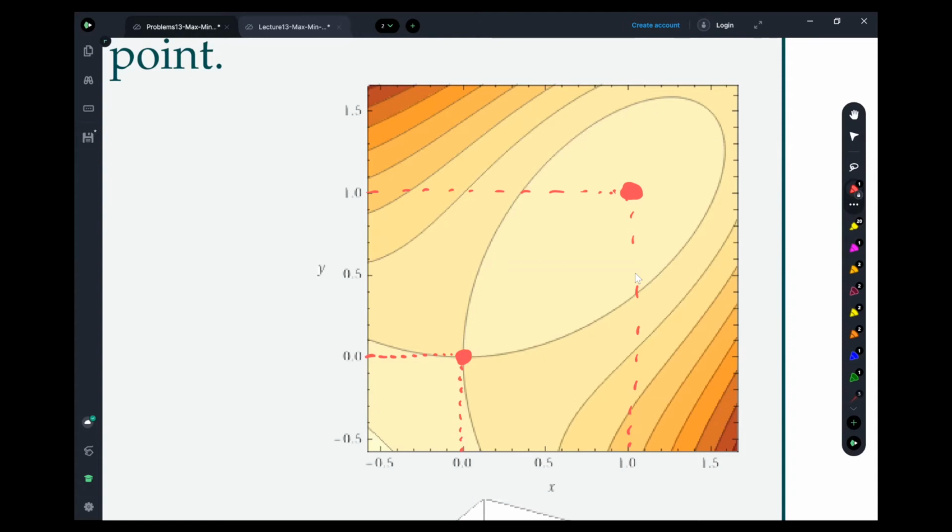Here, this might be a saddle point because we're going lighter on this side and lighter on this side, and then slightly darker on this side and slightly darker on this side. So just by inspection here, I can probably guess that this bottom left one is a saddle point and the top right one is a minima or a maxima.